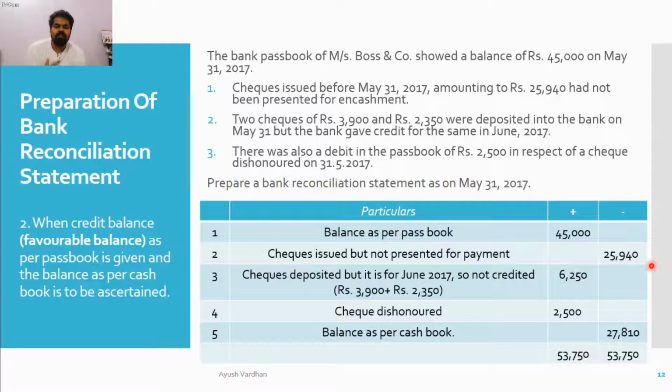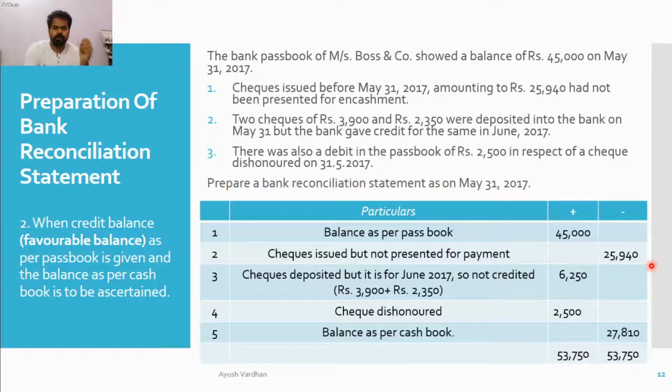Okay, then we see that there are two checks of 3,900 and 2,350 rupees that have been deposited in the bank on May 31st. Okay, but that is a post dated check of June, suppose 5th of June. So what happens is the payment of that has been made, that has been deposited, but that is not credited into the account.